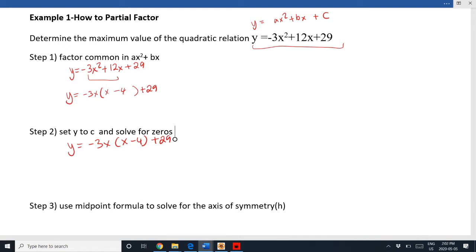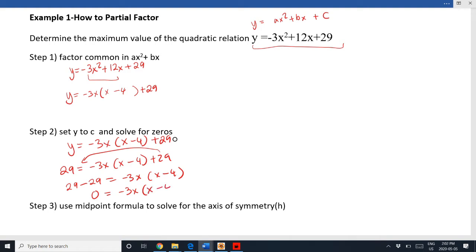What we're going to do is set our y value to 29. Then we're going to move this 29 to the other side, so it's going to cancel out that y at 29. So we get 29 minus 29 is equal to negative 3x bracket x minus 4. This is going to equal 0, and we're going to be left with this expression: 0 is equal to negative 3x bracket x minus 4. And this is very similar to something we've seen before. This can give us our zeros.